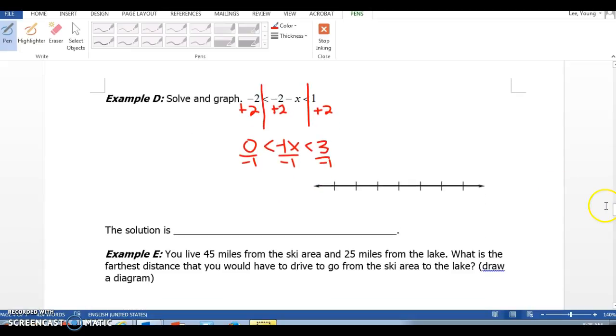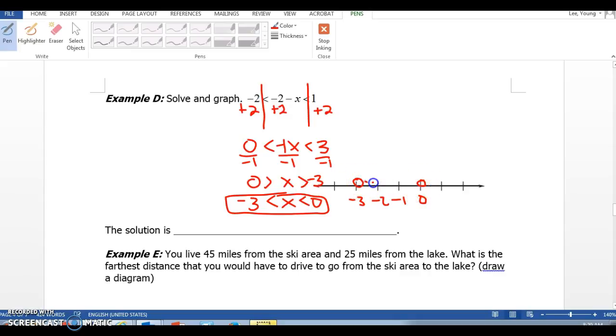Ooh, we are dividing by a negative number. What am I going to do? Don't forget, we have to switch the sign. When we switch the symbol, guys, we need to switch both of them. So 0, negative 3. If I want to write from the smallest number, negative 3, x, and 0. And when I flip the numbers, it has to be flipped again. So x is greater than negative 3 and less than 0. Make sense? Negative 3, negative 2, negative 1, 0. So it's going to be open circles, connect.